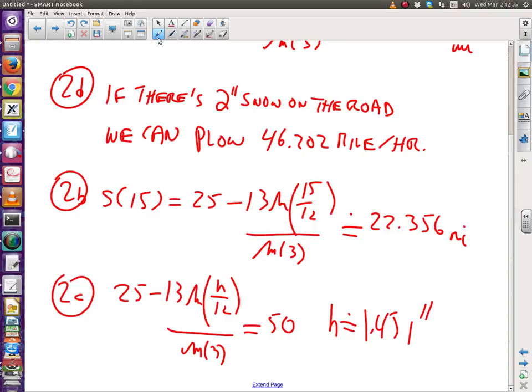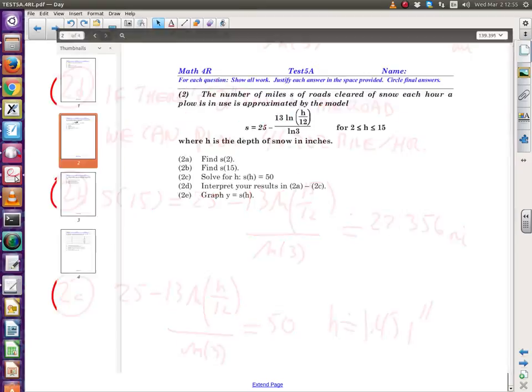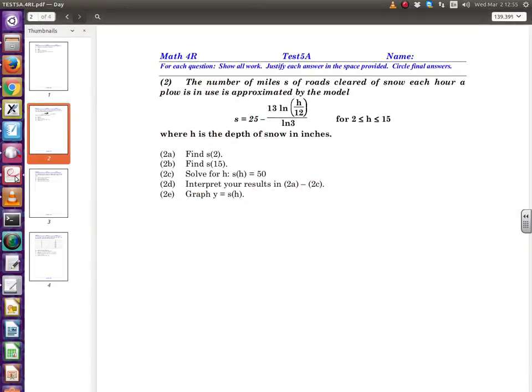So if you wanted to write that as your part D answer, you would say, if you're plowing 50 miles per hour, 50 miles of road every hour, then there's only about 1.451 inches of snow on the road, right? Okay, now part E is to graph. So just graph what you did for the point of intersection stuff.